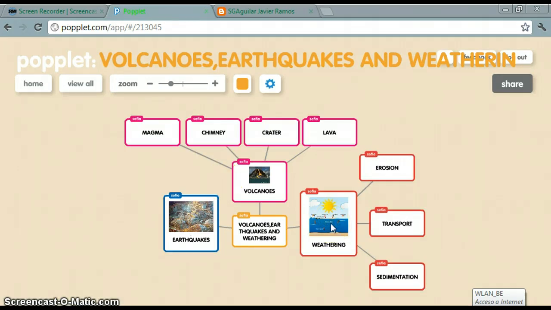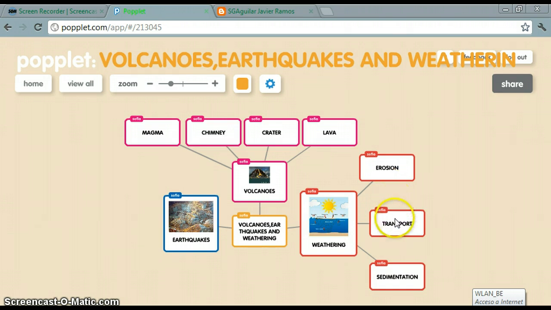Then the weathering. The action of wind and water is called weathering. We have erosion, transport, and sedimentation. Erosion is the removal of soil and rocks by wind and water. For example, the sea's waves gradually erode a cliff.